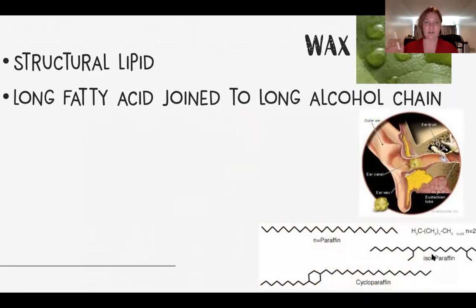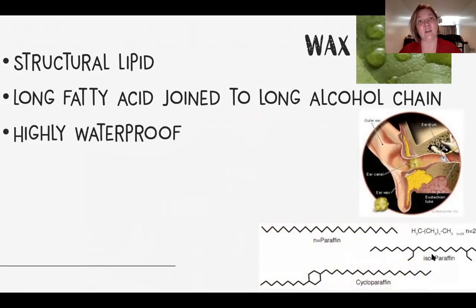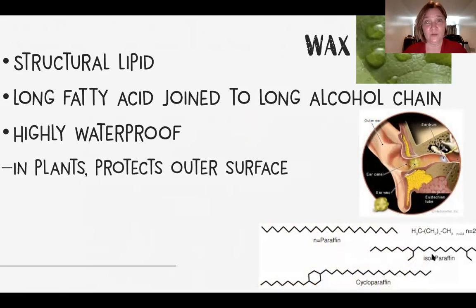It is composed of a long fatty acid chain joined to an alcohol chain. And the biggest unique property of a wax is that it is highly waterproof. Now, it has two different functions depending on if you're plants or animals. You can see from the picture in the top right corner, plants are covered with a waxy substance, and that protects the outer surface from losing water.